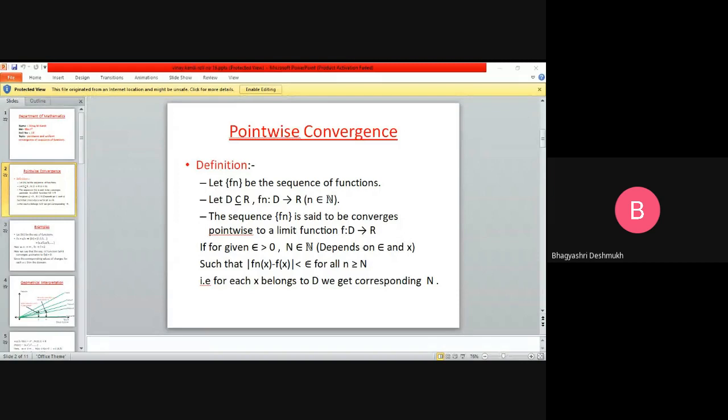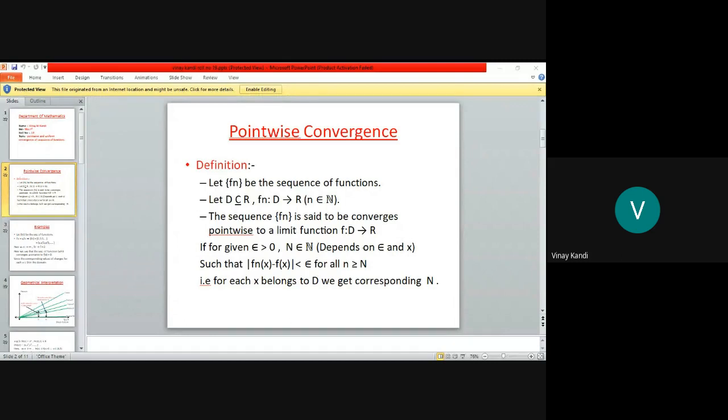Yes, sir. Okay, now look at the pointwise convergence of a function. What is the difference between pointwise convergence and uniform convergence of a sequence of functions? Okay, so first we will see what is pointwise convergence.